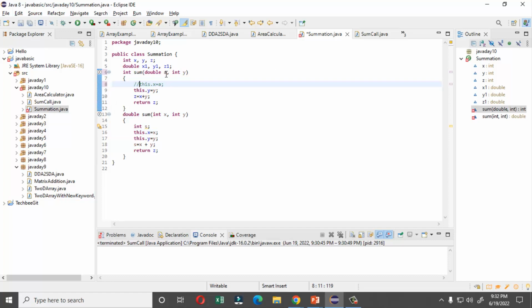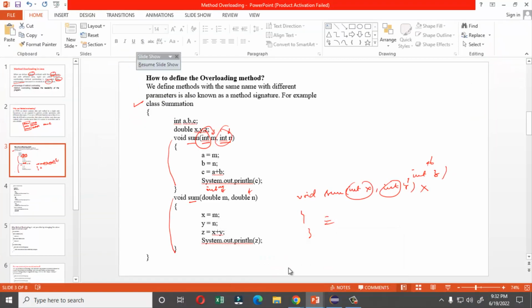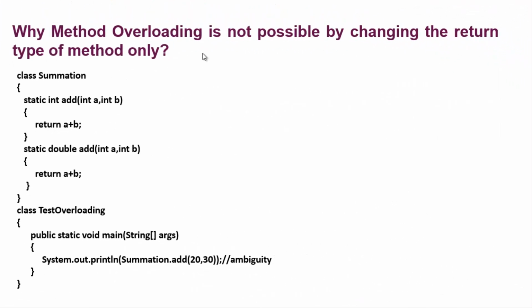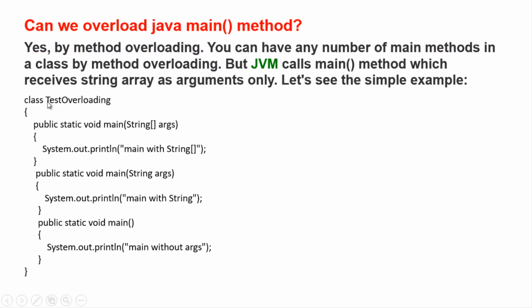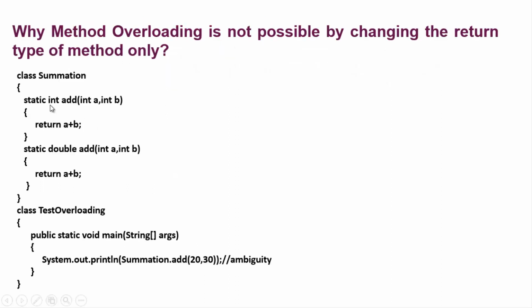So you see the different data types here, but the return type is not similar. So in Java, when it comes to the return type, or the dissimilar kind of return types, method overloading is not possible by changing the return type of the method. Okay, so if I change the return type here, you see this return type here int, and here it is double.